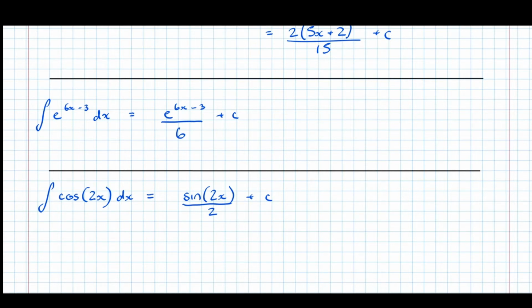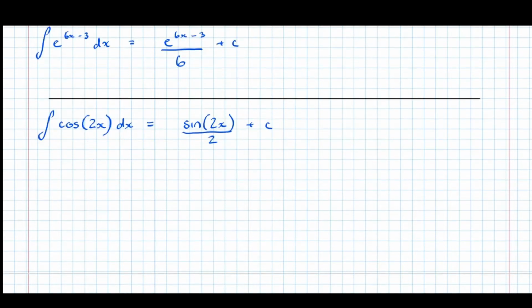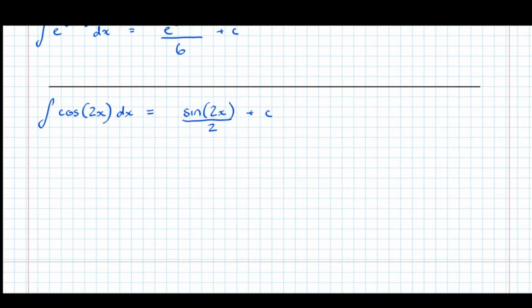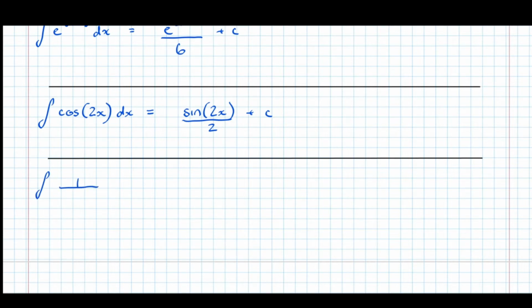So to do a full substitution method for that, when it probably is only going to be worth 1 or 2 marks, would be quite wasteful. Try one more before we move on to another type. Let's say the integral of 1 over 7x plus 3 dx.